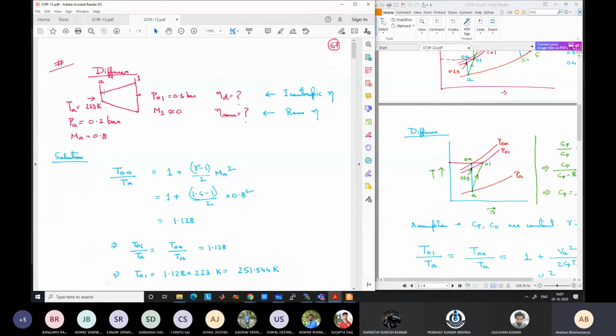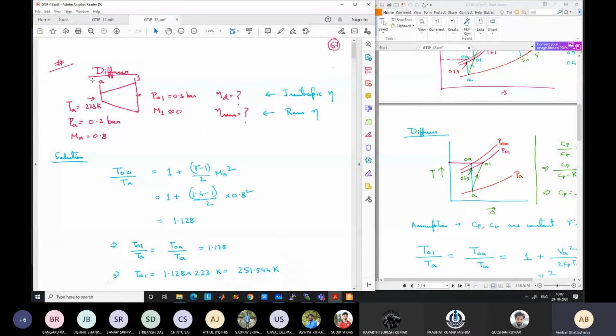Many students actually get confused. They think that both points are different. These are the same points. A and 0A are the same points. It's only that A denotes the static condition and 0A denotes the stagnation condition. But these are the same points. Similarly, 1 and 01 are the same points. They denote the static condition and the stagnation condition. So there are only 2 points, inlet A and outlet 1.